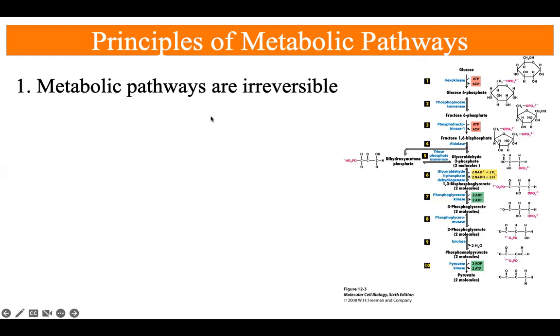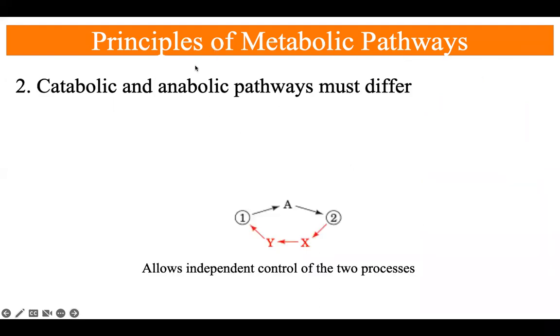So that was the first principle. Now let's see the next principle, that is, the catabolic and the anabolic pathways must differ from each other. Which means that if there is a substrate A which gets converted into product B, the pathway that is being followed for the conversion of A to B should be different from the pathway that is followed for the conversion of B back into A, right? So both the pathways should be different.